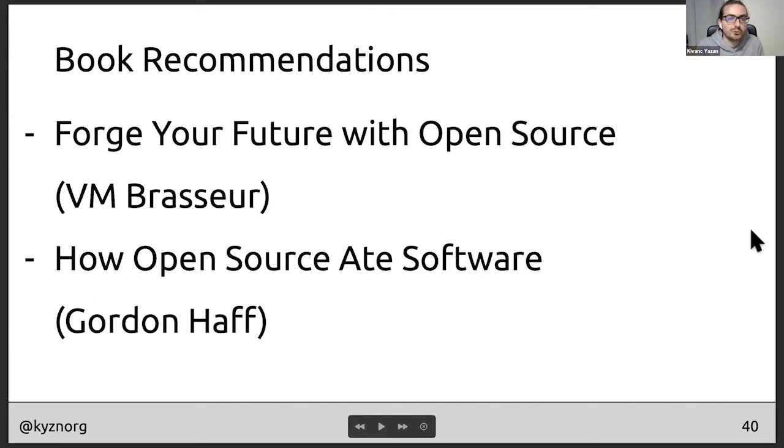I want to close with two book recommendations. The first one is Forge Your Future with Open Source by VM Brasseur, who is a speaker at this very conference. This book is a great book. I think it'll take you from 0 to 100. It gives you pretty much everything you need to know about open source before joining a project, before starting to contribute to a project. And the second book I want to recommend is called How Open Source Ate Software by Gordon Haff. That book will give you the historical aspect. It'll tell you how open source and free software became what they are today. So that's a really fun book to read.